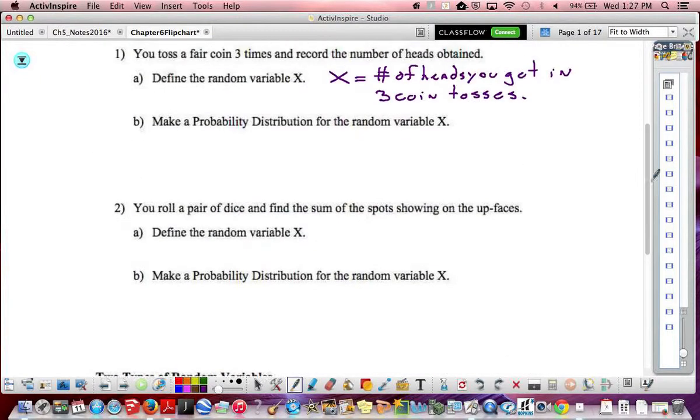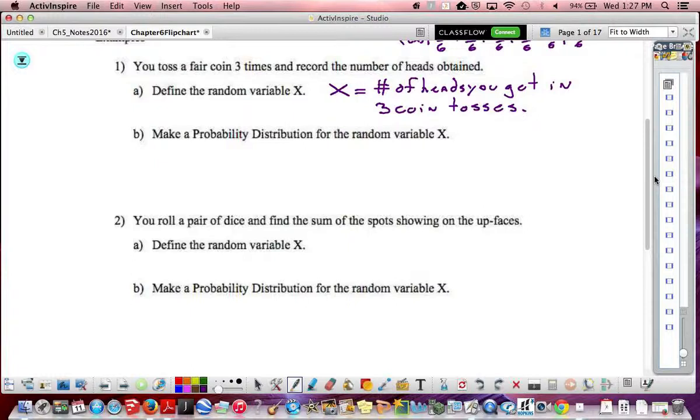Sorry. Trying to scroll a little bit and it jumped on me. So now in part B it asks you to make the probability distribution for the random variable x. So we're going to make a table here. Here I have x, and here I'm going to have the probability of each of those outcomes.